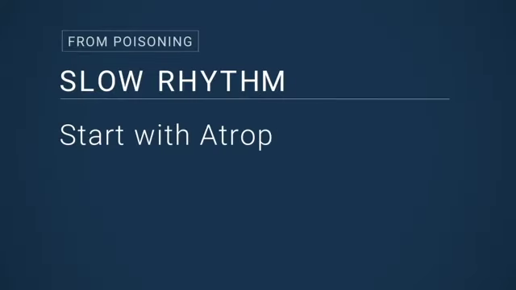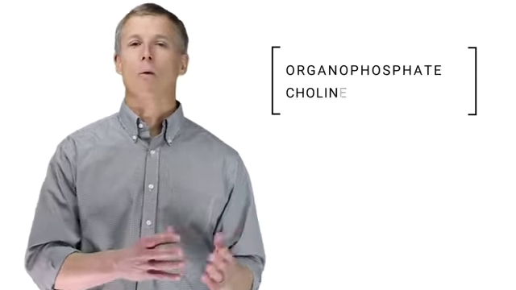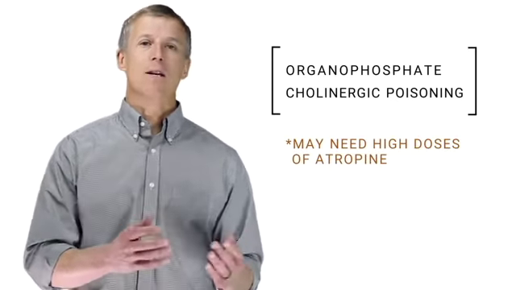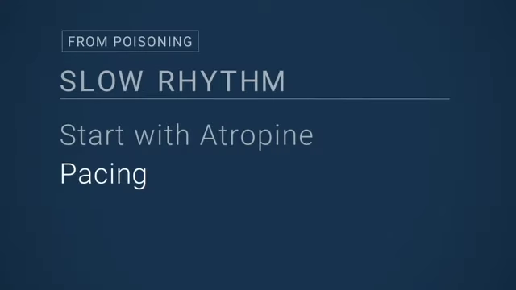Initially, you're going to start with atropine. Now, we recognize that many types of poisonings aren't going to respond to atropine. If you do have a patient with an organophosphate or cholinergic type of poisoning, they're going to respond, but they may need high doses of atropine. Occasionally, patients with a cardioactive steroid poisoning will respond initially to atropine, although that's not often long-lived. So many patients are going to need to go on to pacing.